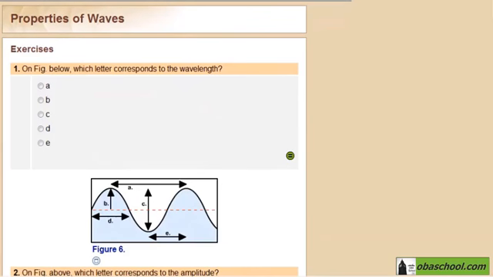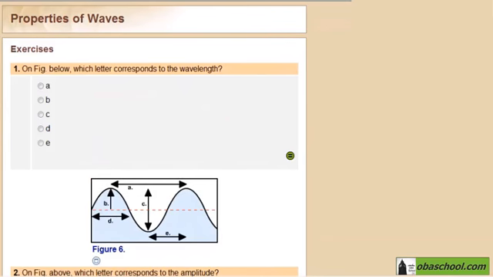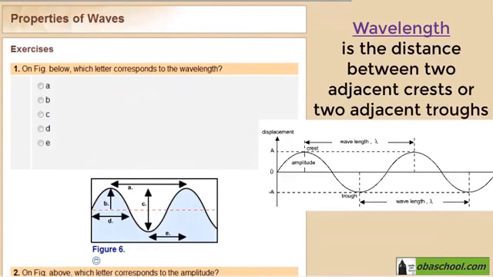Hello, in this presentation we're going to solve exercises on the properties of waves in general. Look at the figure below. Which letter corresponds to the wavelength? Recall that the wavelength is the distance between two peaks or crests or the distance between two troughs.